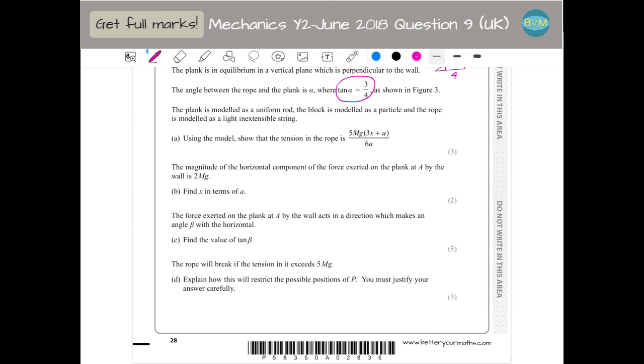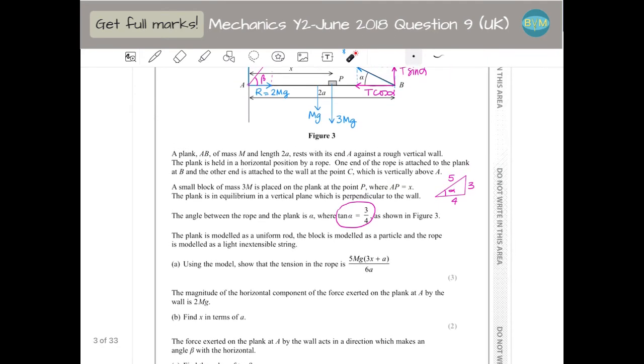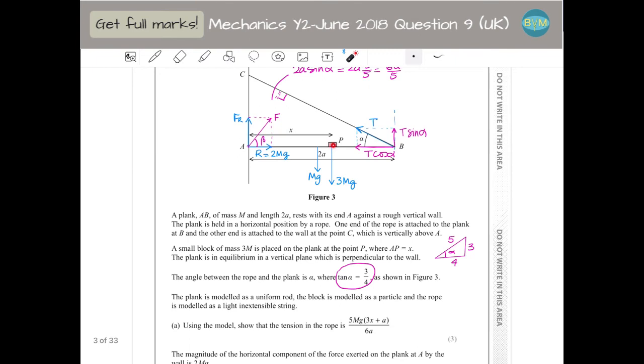And then last bit, they say the rope will break if the tension exceeds 5 mg. We have an expression for the tension, right? Remember that. Explain how it will restrict the possible position of P. So we have to think where this P can be. So at one point, if P goes too close or too far, this tension will be too much and the string will break. So let's go to see that.